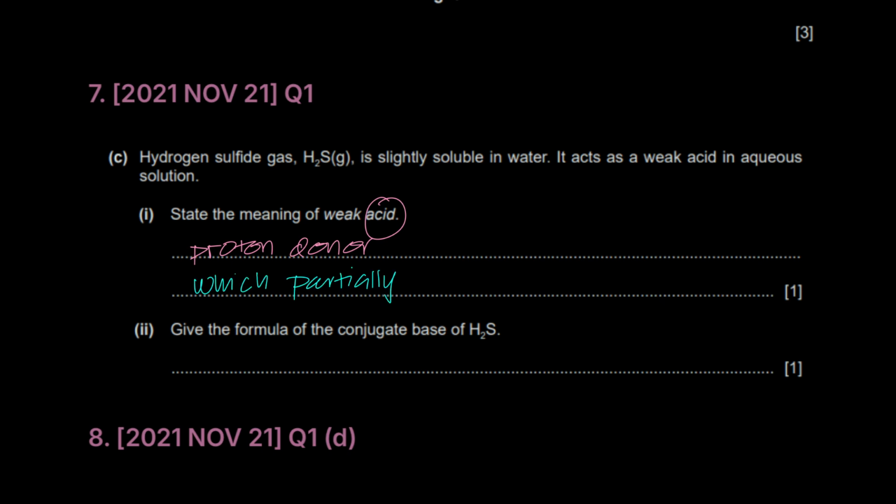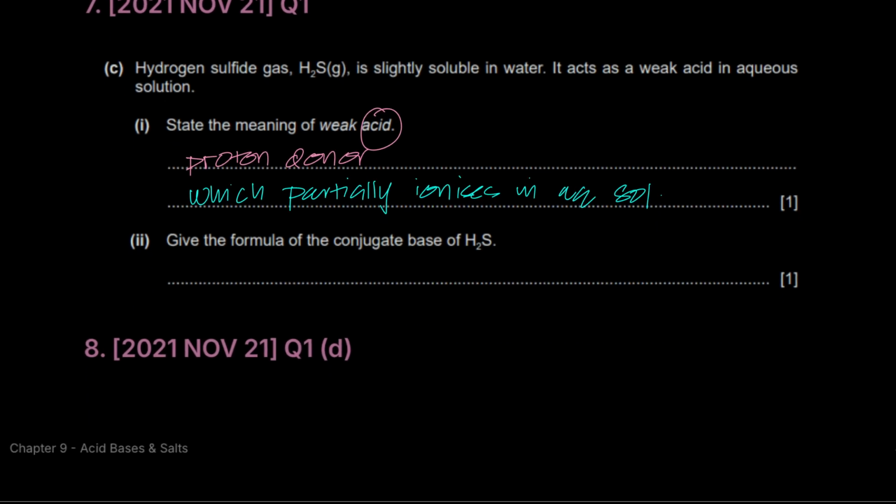And if you are a PSN and Excel student, please do not write partially ionizes in an aqueous solution. This English is considered wrong, and I also consider this English wrong. I'd rather this English be more like PSN and Excel uses, which is it only very slightly ionizes in an aqueous solution, right? Now, give the formula of the conjugate base of H2S. The conjugate base would just have one fewer hydrogen ion, one fewer proton, right? So it should be HS, and if you remove a proton from it, it should now have a negative charge on it, and that's it.